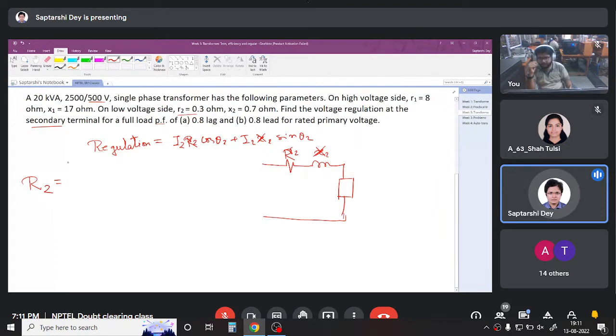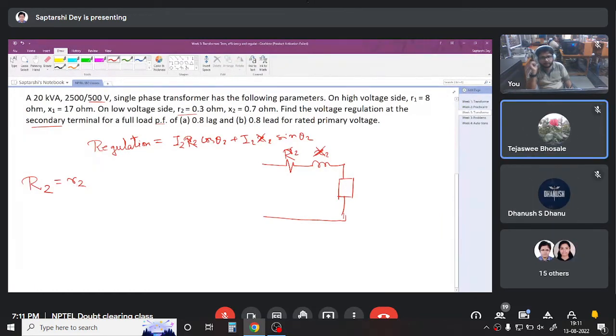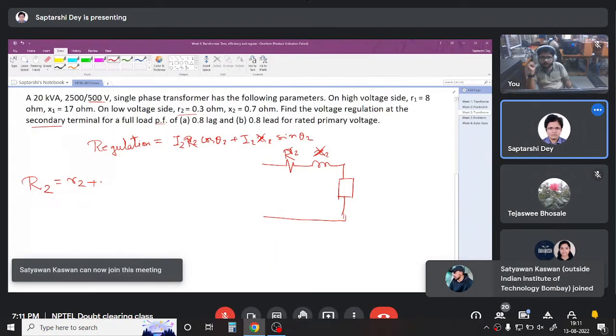This is utterly disappointing anyway. These are week 1 questions. R2 will be the resistance. Hey, am I audible? Can someone please confirm? Or am I just speaking in the blank? Yes, sir. So you cannot tell what is the total resistance in the load side? It's simply R2. Yeah, someone was trying to say something. Tejashi, want to say something?